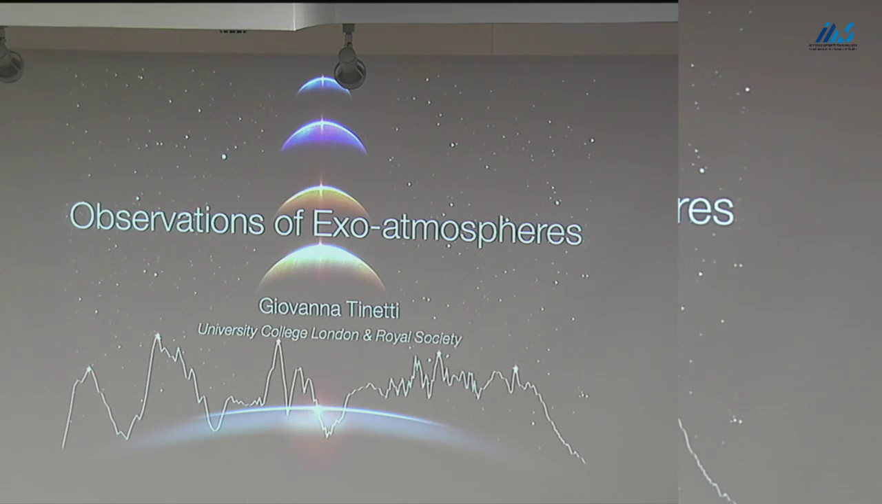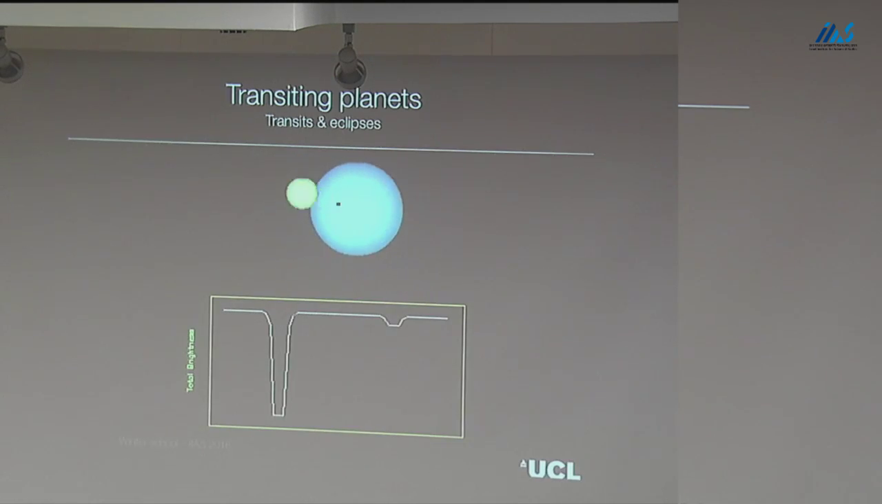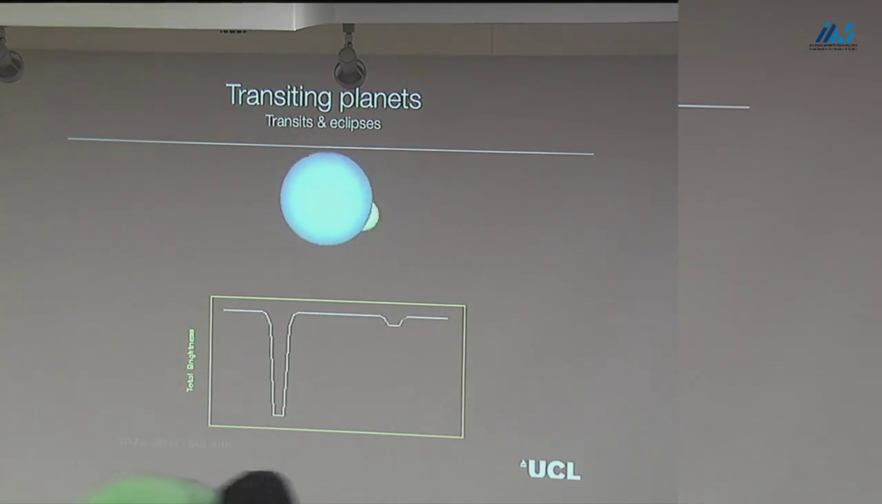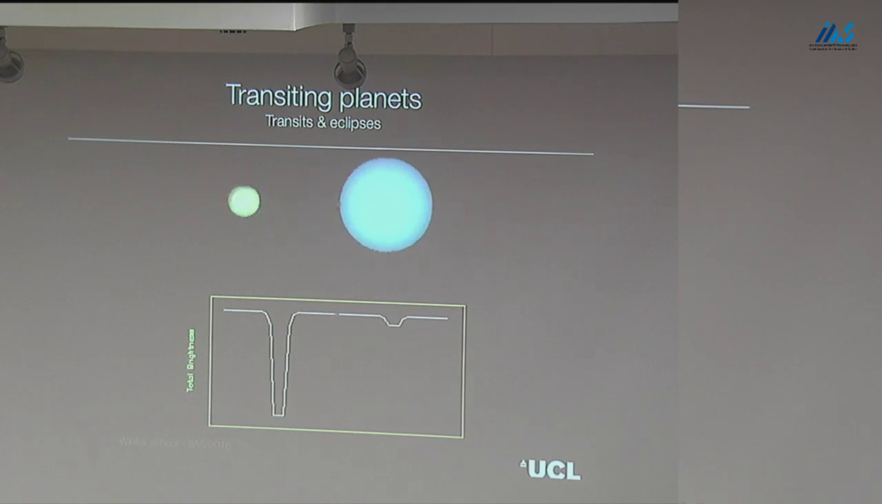Okay, so back to observations. I will start by looking at the geometry of transiting planets. You all know what transiting planets are. They can be in front of the star or behind it, and we can use this geometry conveniently to separate the light between the planet and the star.